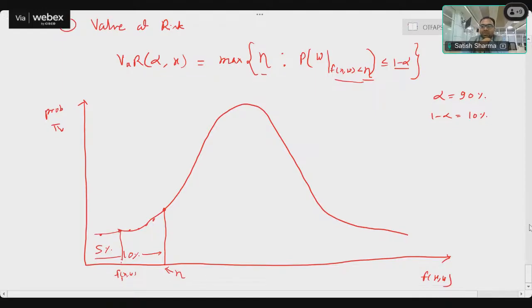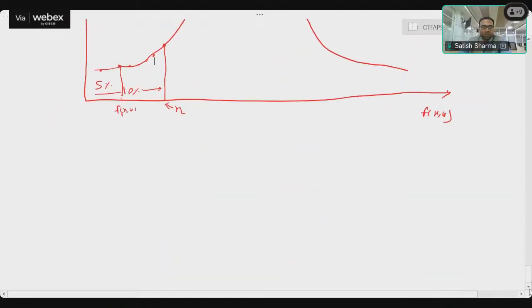Then the third measure is conditional value at risk, which is also a popular measure.